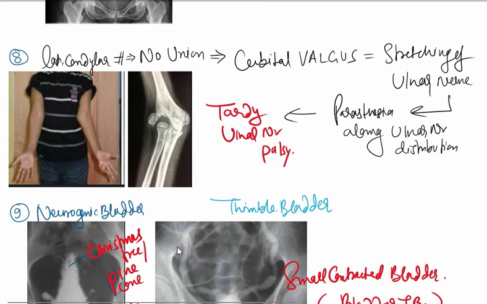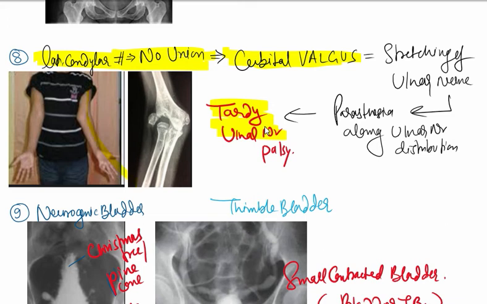Next image, we see cubital valgus of this patient. So what is the condition? How does this happen? A lateral condylar fracture can lead to non-union of the bone, which can lead to cubital valgus.